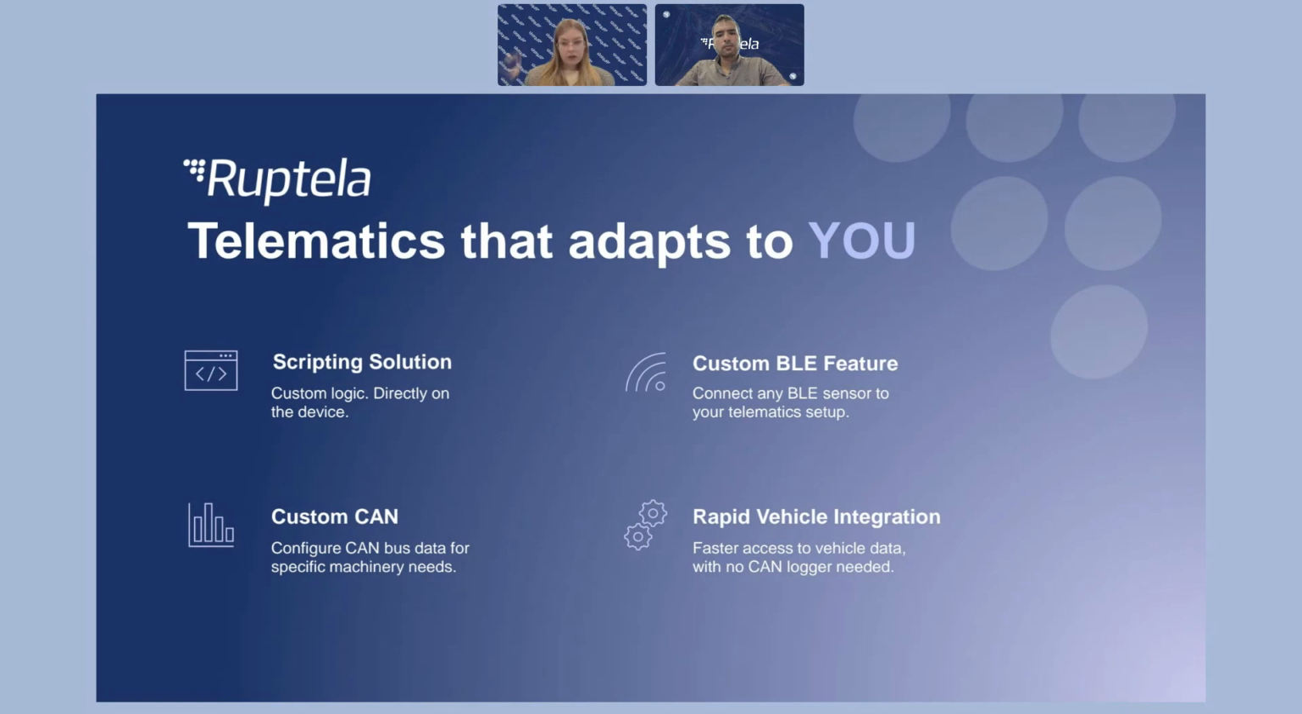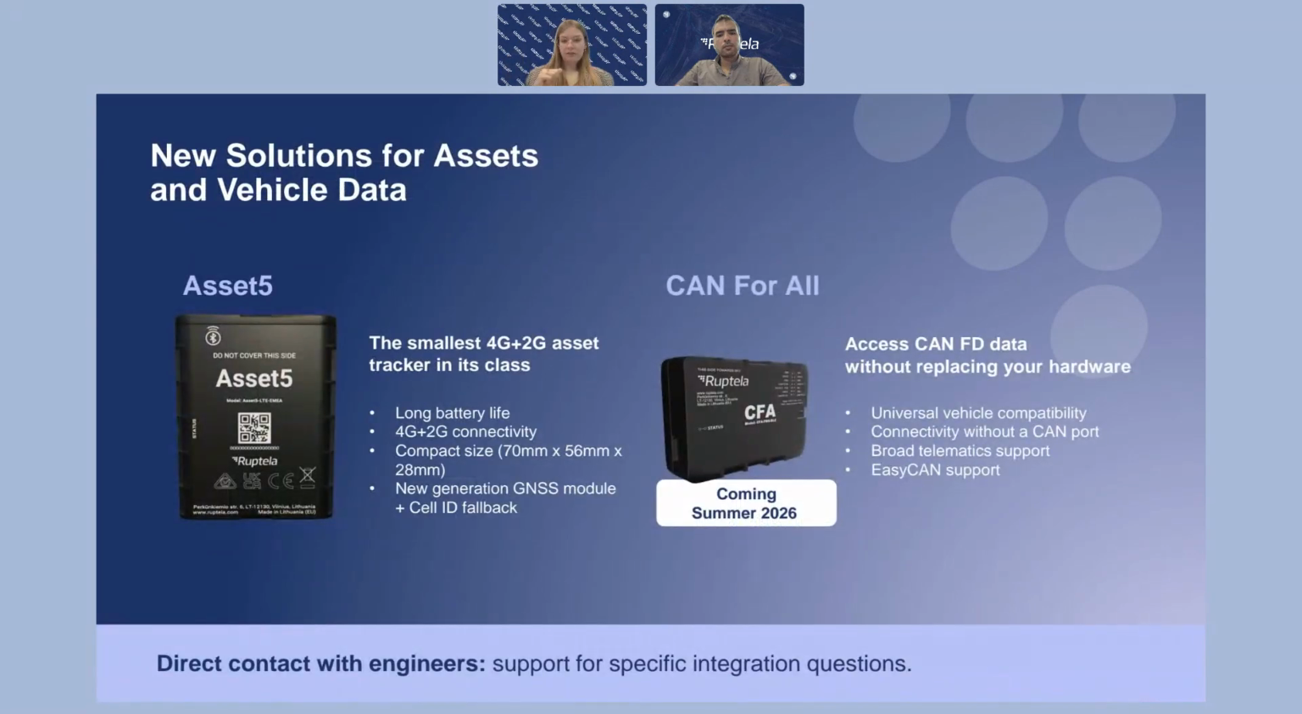Apart from these features, we have some new hardware released recently, or going to be released. The first one is Asset 5. It's our newest tracker. We released it just last year, and it's actually the smallest 4G tracker device on the market right now. Despite its small size, it offers long battery life. If you put it in a configuration of 2 pings per day, it will last 3 or even more years. It has 4G connectivity, as I mentioned, and a new generation GNSS module with cell ID fallback, ensuring reliable tracking even in challenging environments.